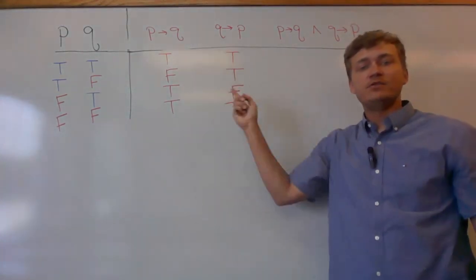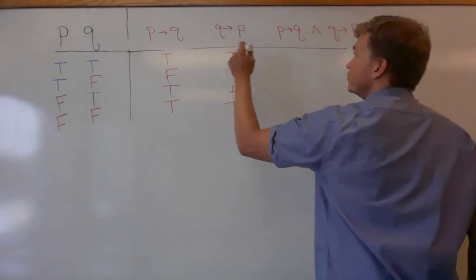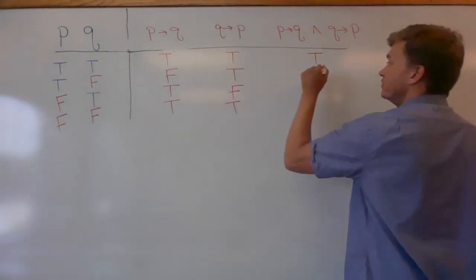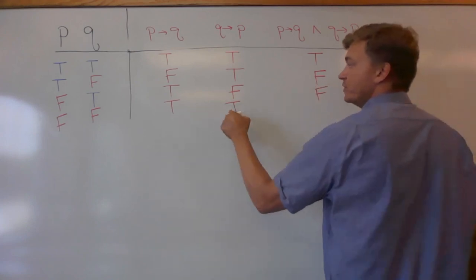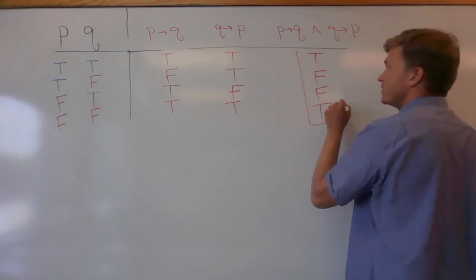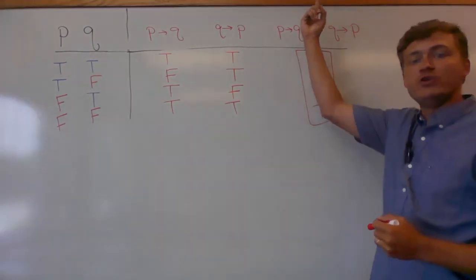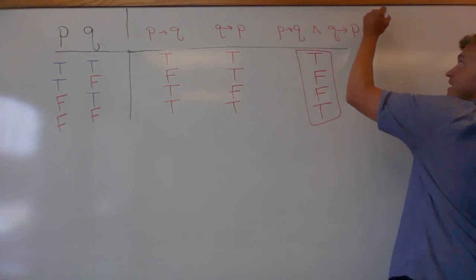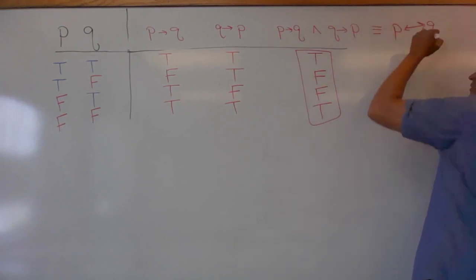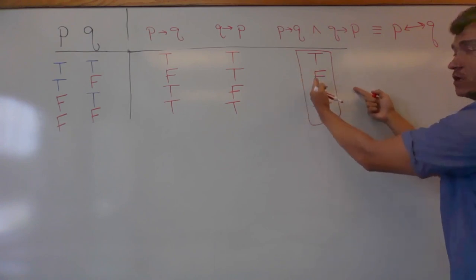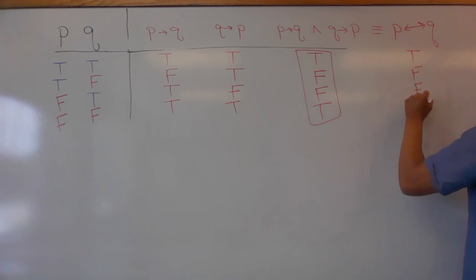If I take these two columns and join them together using the and connective, true and true is true, false and true is false, true and false is false, true and true is true. So here's where the TFFT comes into play. And now we see that because we are using this in saying that it is equivalent to our P if and only if Q, now we have our truth table for our biconditional statement, TFFT.